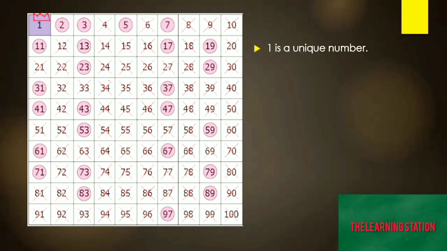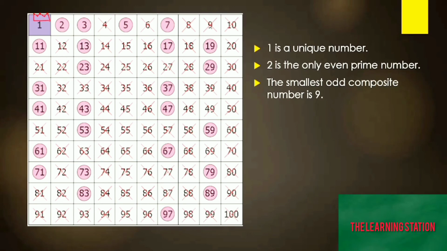So now what have we learned? 1 is a unique number. 2 is the only even prime number. If you see, all the other prime numbers are odd numbers. 2 is the only even prime number, and the smallest odd composite number is 9.